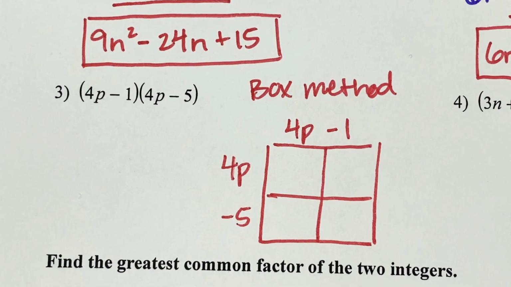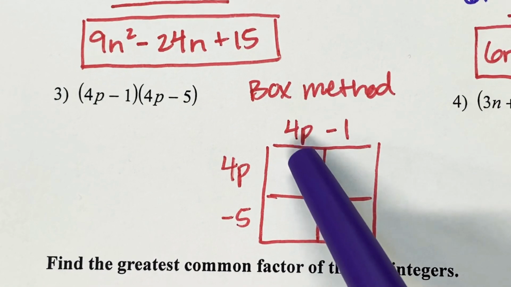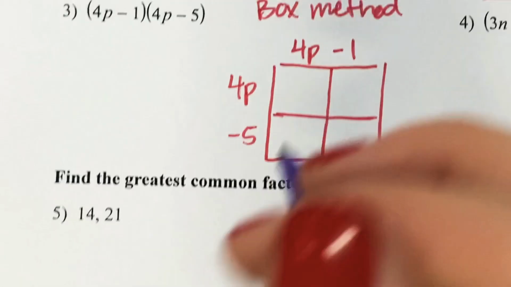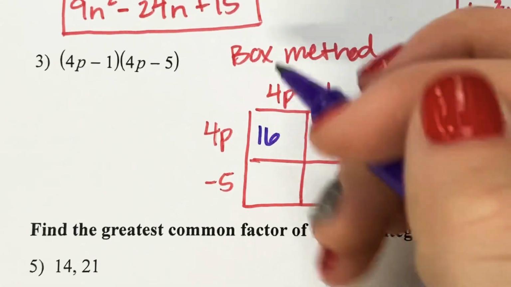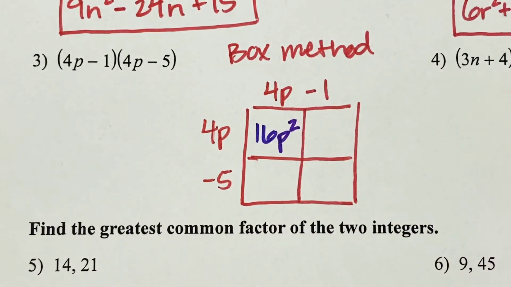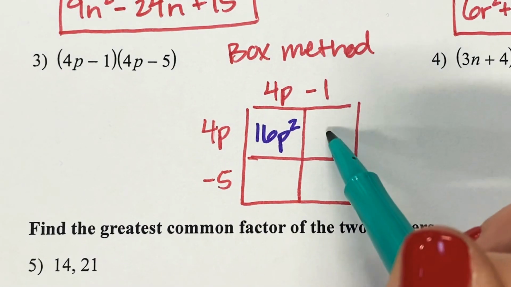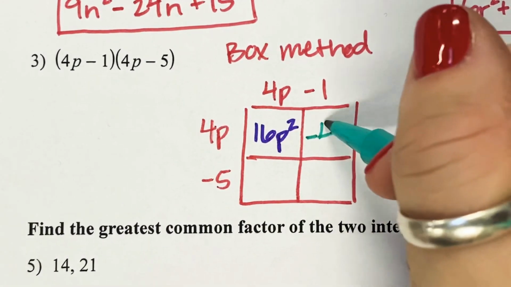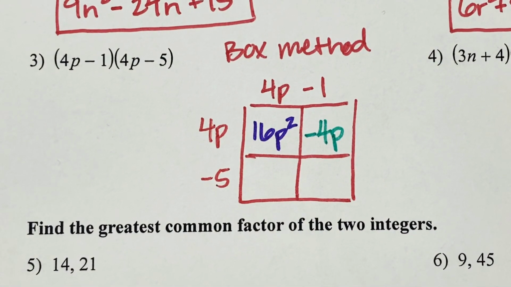Okay, now I'm just going to fill in the boxes by multiplying them. My first box lines up with 4p times 4p. Well, I know 4 times 4 gives me 16. 2 p's being multiplied together gives me p squared. My next box lines up with -1 and 4p. So -1 times 4 is -4, 1p being multiplied, so -4p.